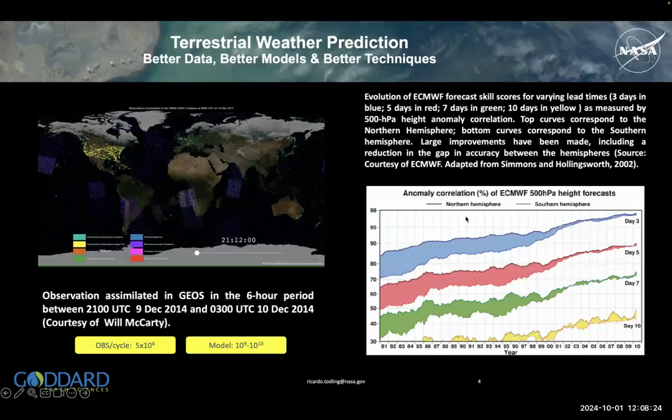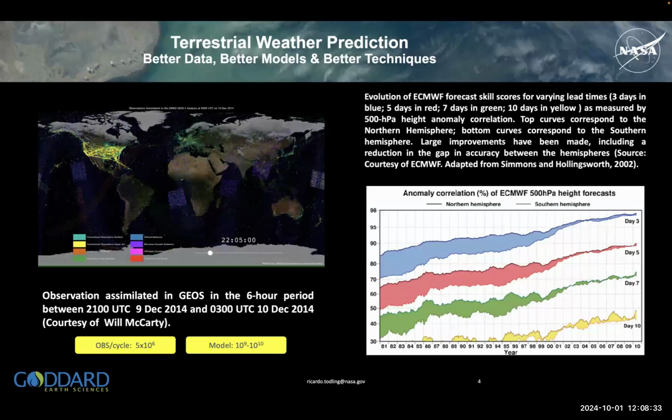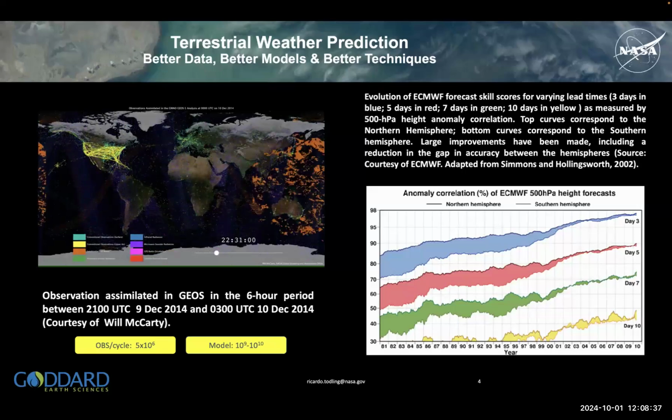So terrestrial weather DA, which is really where I've lived for many years. The plot on the right side is one that most of you have seen from ECMWF, showing the years of forecasts for different lead times. Each one of the colors is a different lead time, starting from 3 days on the top and then going down to 5 days, 7 days, and so on.